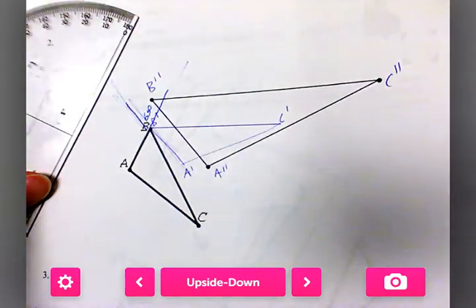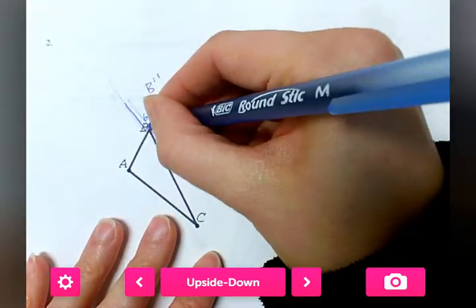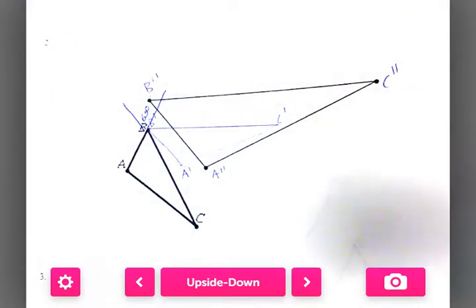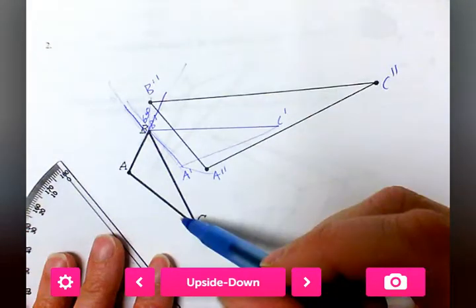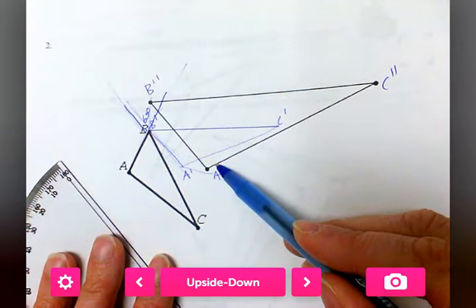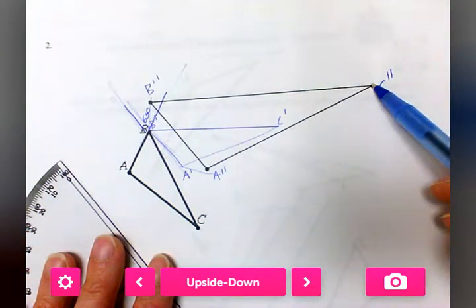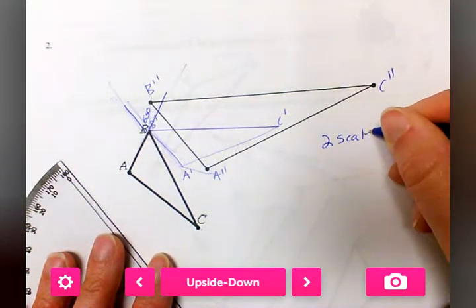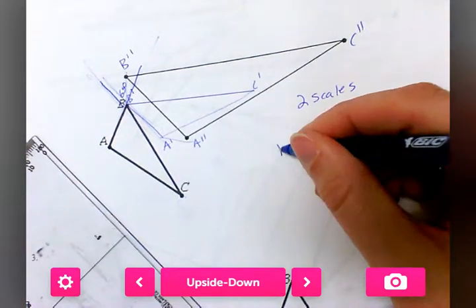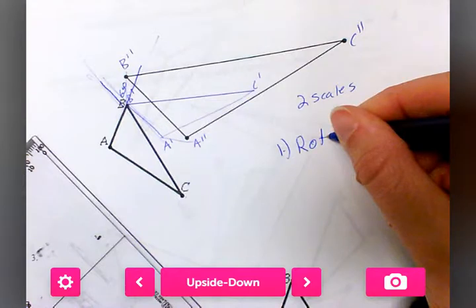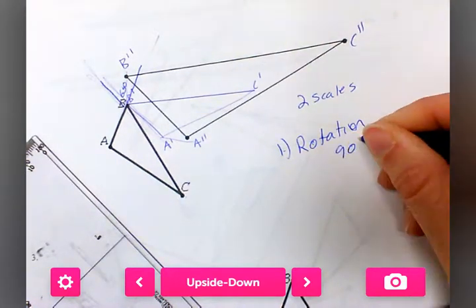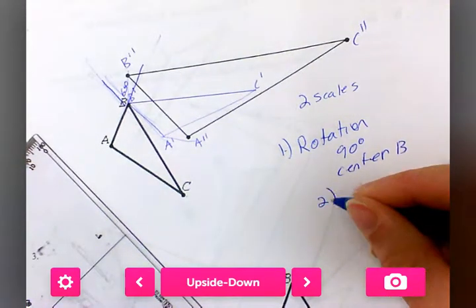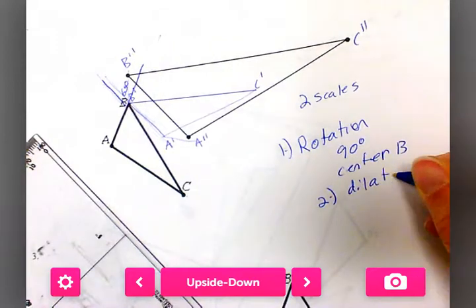Now, I am going to say I want this, this, and this to go to it. So I'm literally going to measure the length between A and C and the length between A double prime and C double prime. And it is about a scale factor of 2. It's about twice as big. So then I can list: 1, rotation, 90 degrees, center B. 2, dilation, scale factor of 2.